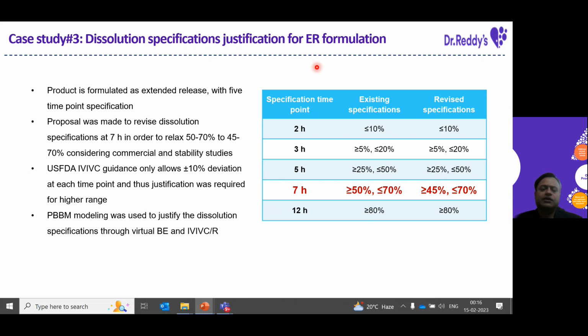This is the case of an extended release formulation which had 5-point specifications, but based on the stability data, we wanted to relax the existing specifications from 50 to 70%, which is the traditional plus minus 10%, to 45 to 70%. The proposal was made specifically focused on the 7 hour time point, to relax from 50 to 70 to 45 to 70%. And again, in this case, we took help of the PBBM modeling to justify this dissolution specification through virtual BE and IVIVR.